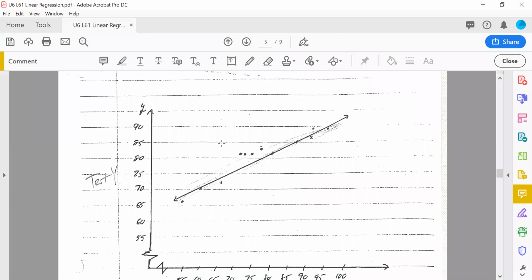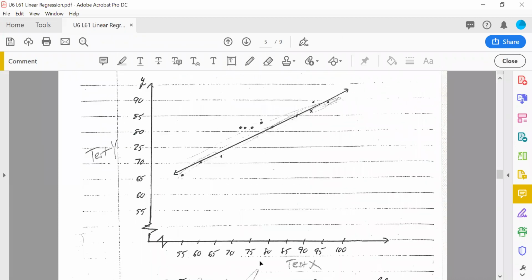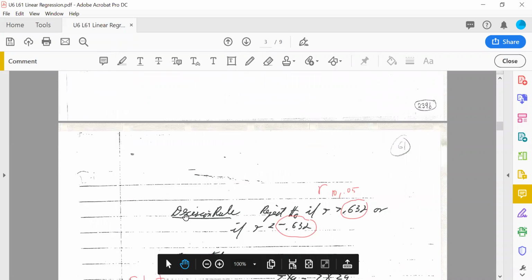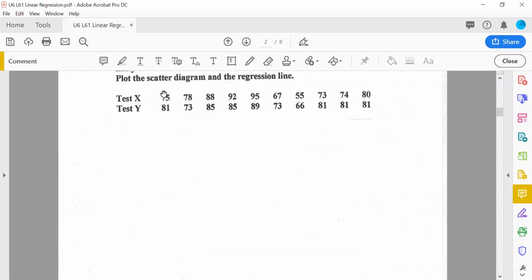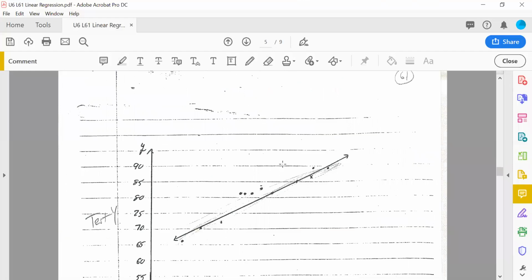Well, the first thing you're going to do is plot a scatter plot. You've all made scatter plots since middle school, okay? The test X scores go along the X-axis, the test Y scores on the Y-axis. Notice the breaks in the graph, okay? And you just plot them as data points. Let me scroll back up. What do I mean by data points? 75, 81. We just write that 75, 81. And then 78, 73, and so on and so forth. Okay, plot all those data points on a scatter plot.